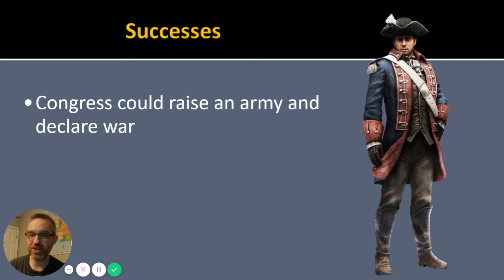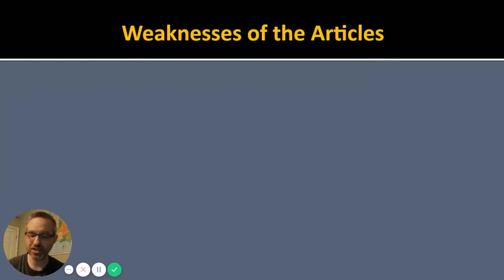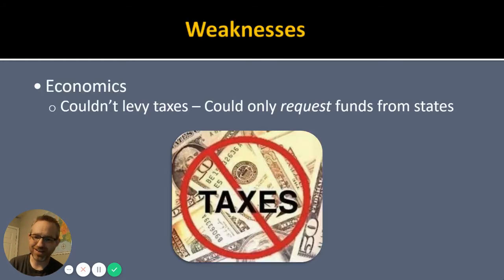Under the Articles of Confederation, Congress can raise an army and they can declare war, which is something a government has to be able to do. There's a problem. Actually, there are lots of problems. And the first big problem is, by itself, enough to kind of make this thing done. And that is that the central government under the Articles of Confederation cannot raise new taxes. They can only request funds from the states.